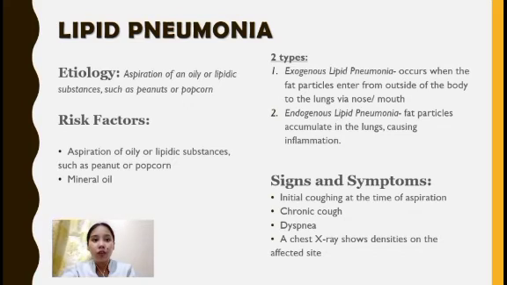There are two types of lipid pneumonia. First is the exogenous lipid pneumonia. From the word itself, exogenous, it occurs when fat particles enter from the outside of the body to the lungs via the nose or mouth. Then the endogenous lipid pneumonia. Fat particles accumulate in the lungs, causing inflammation.